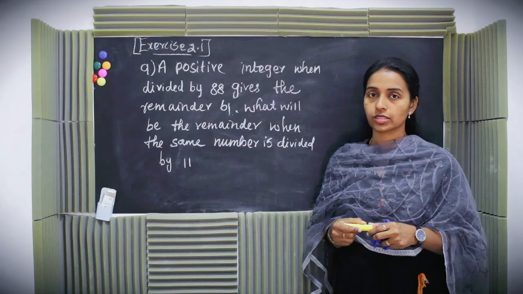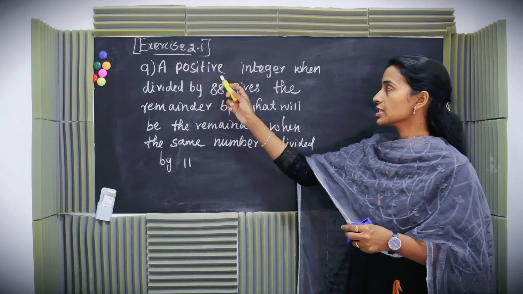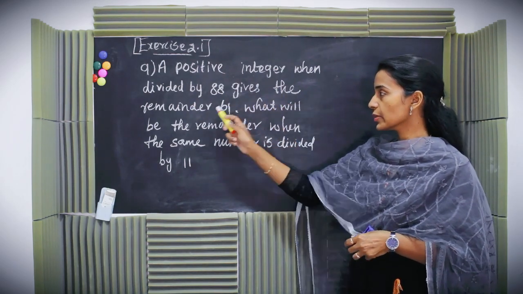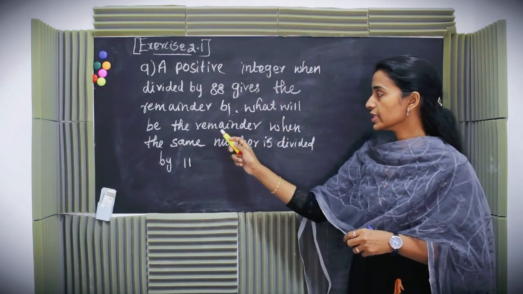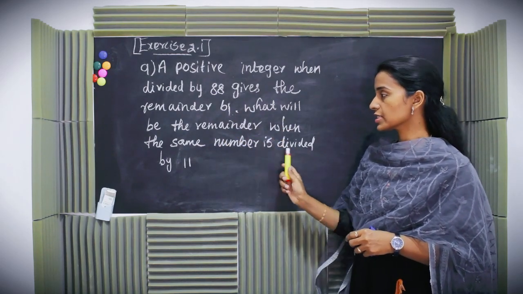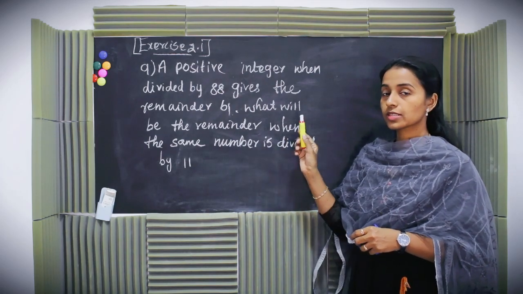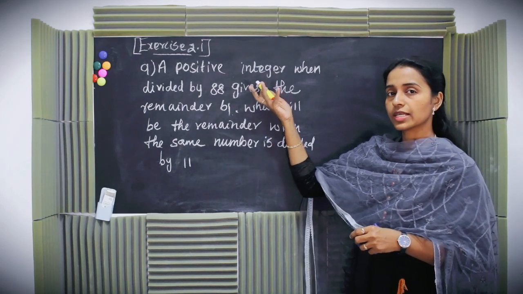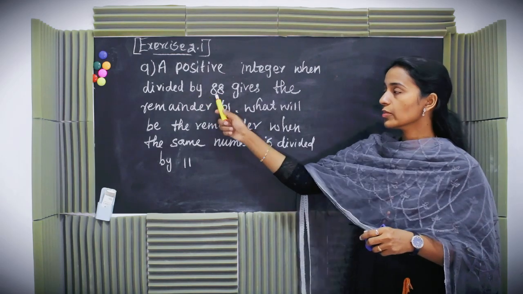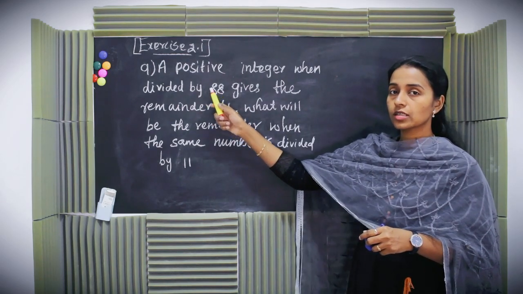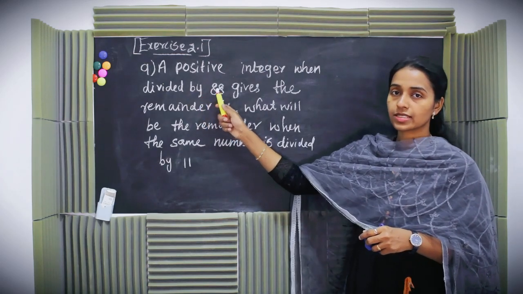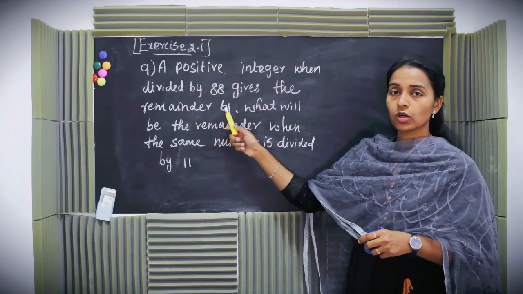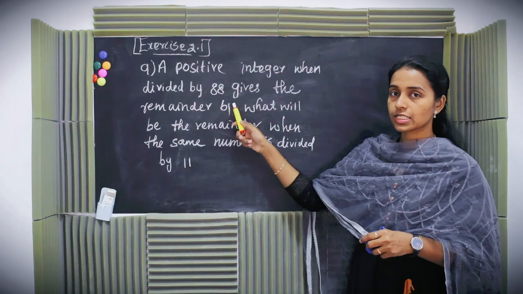Now we can read the question. Here the question is: a positive integer when divided by 88 gives the remainder 61. What will be the remainder when the same number is divided by 11? What is the question? A positive integer, that could be any positive number, when divided by 88. Here divided by means divisor. Okay, the divisor is 88 and it gives the remainder. What is the remainder? The remainder is 61.